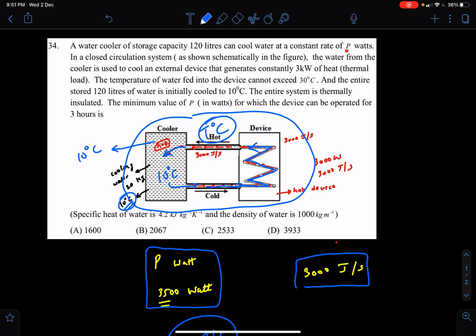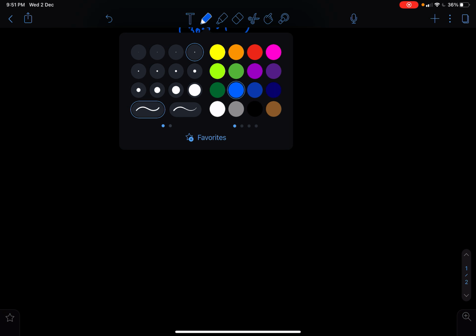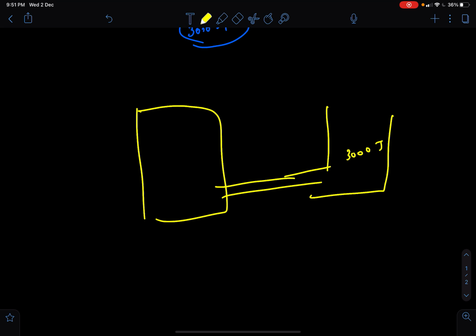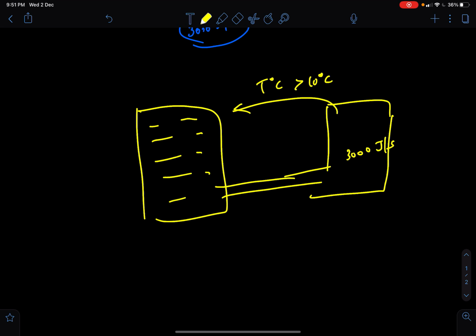Now there the problem begins. What is the problem? Let's say this water, when sent to the device, is picking up 3000 joule per second from the device and coming out at a higher temperature of T degree centigrade, which is greater than 10 degree centigrade because it has picked up the heat.